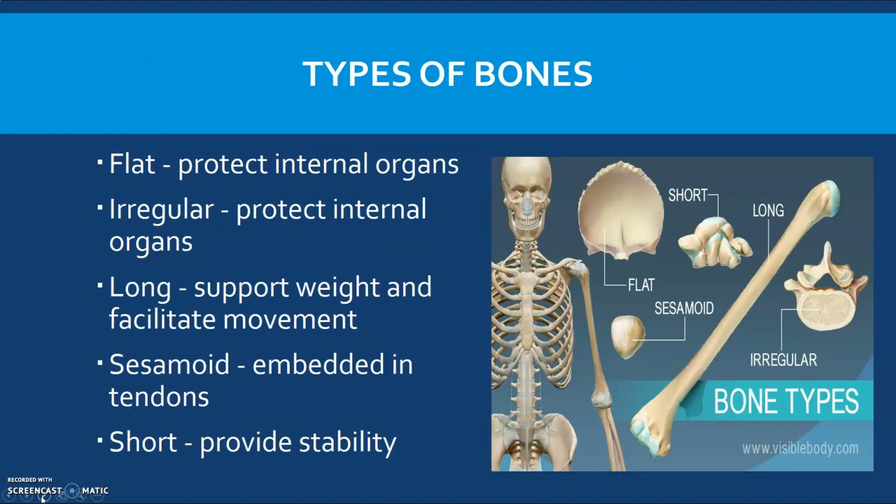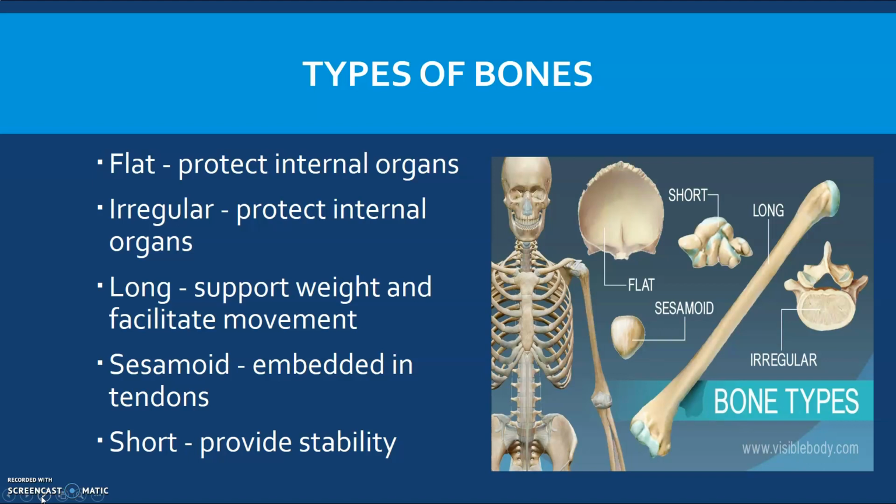There are 5 types of bones, and bones can be classified according to their general shape. You have flat bones, which protect internal organs. Examples of flat bones include the bones of the skull, such as the occipital, the frontal, nasal bone, and the bones of the thoracic cage, which are the sternum and ribs.